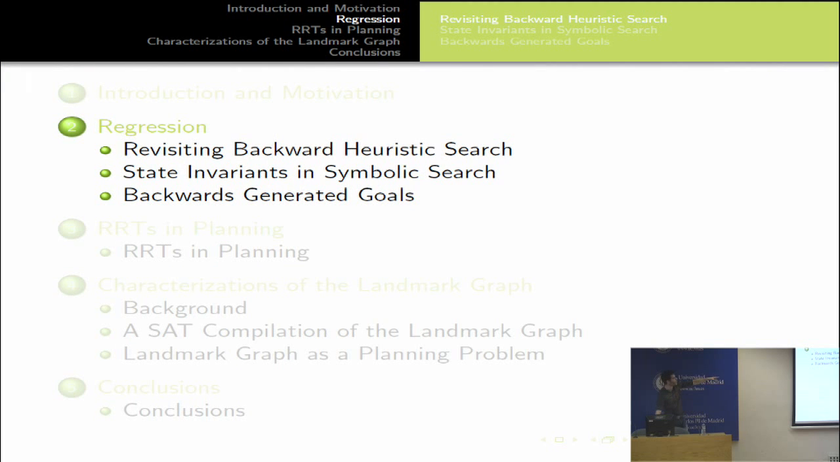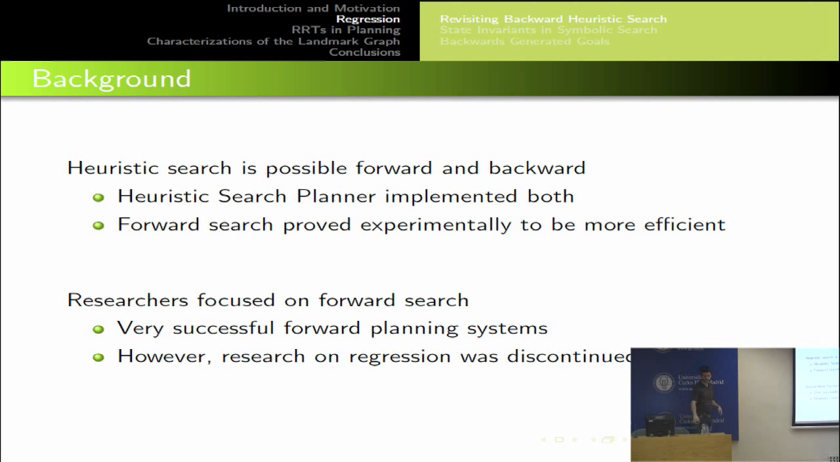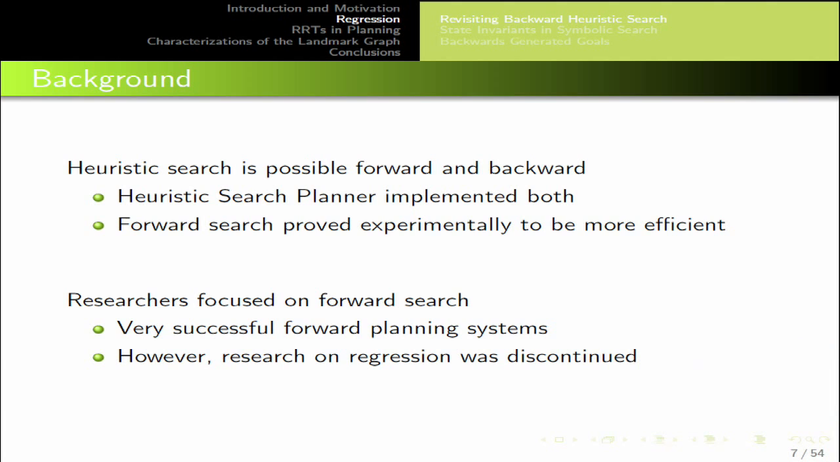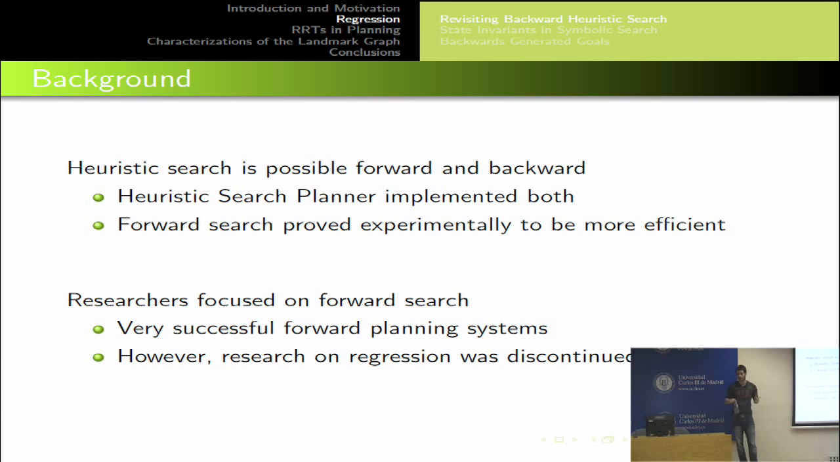So first of all, we're going to go to this first subsection here. In this case, the main motivation is that heuristic search was proposed in 1999, which is 15 years ago. And at first, it was possible to search forward and backward. Experimentally, forward worked much better. And that's why most people just gave up on researching regression and took progression as the only way of solving this problem, right? However, after all these many years, we now have a much better understanding of the problem.